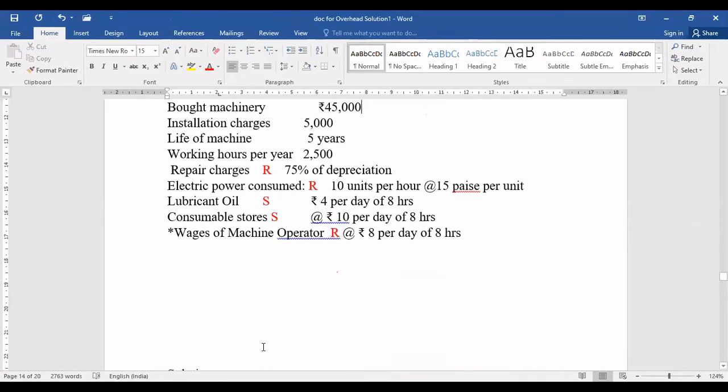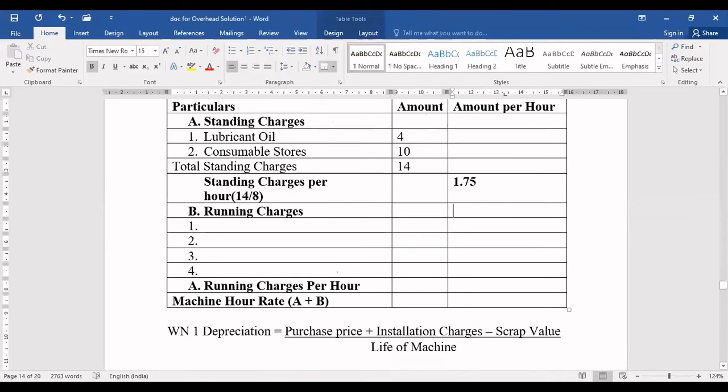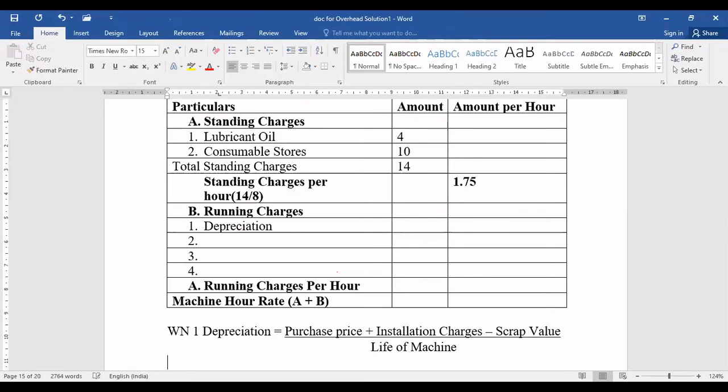Per hour we got. Now we have to calculate all running charges. The first one, and always remember, you have to take first depreciation, because depreciation will not be directly given to you. So we have to find it out. And if you don't take it first, you may forget it. So first we'll find it out with the formula, as I said.